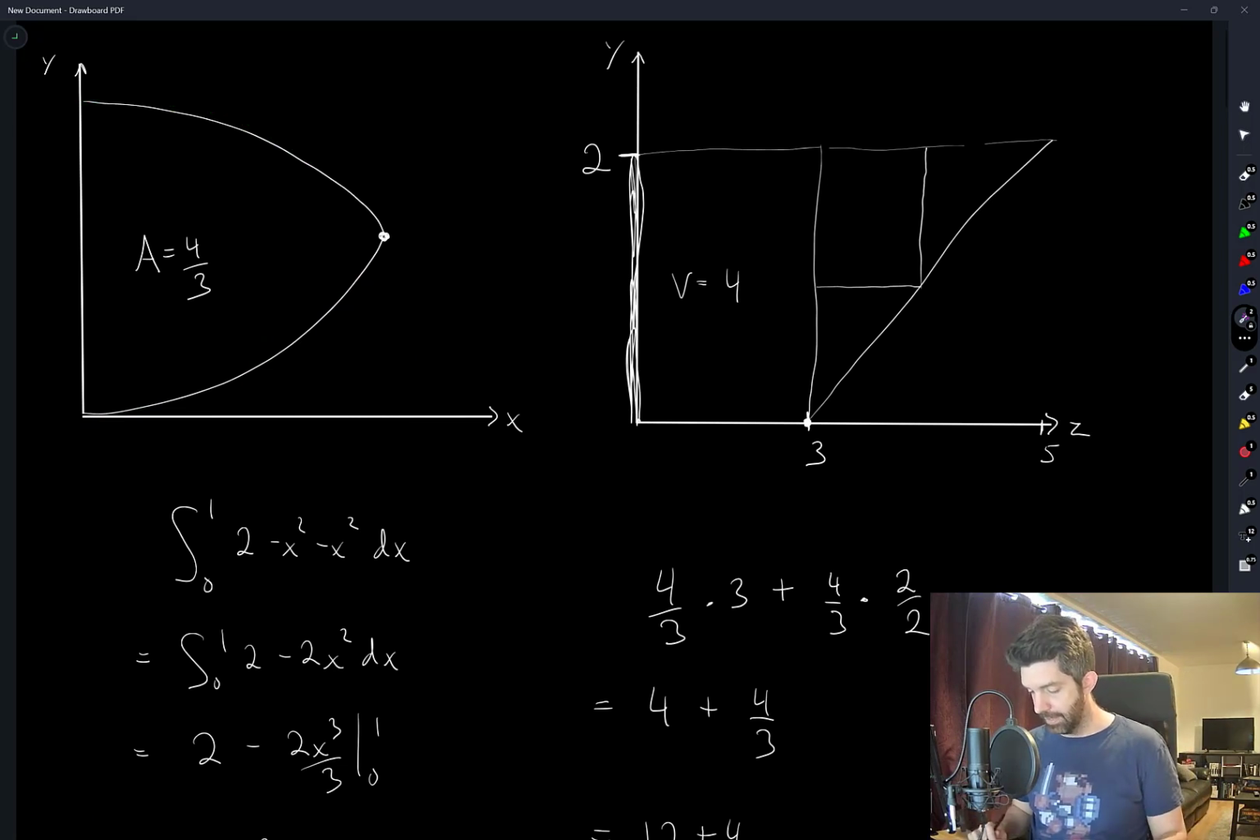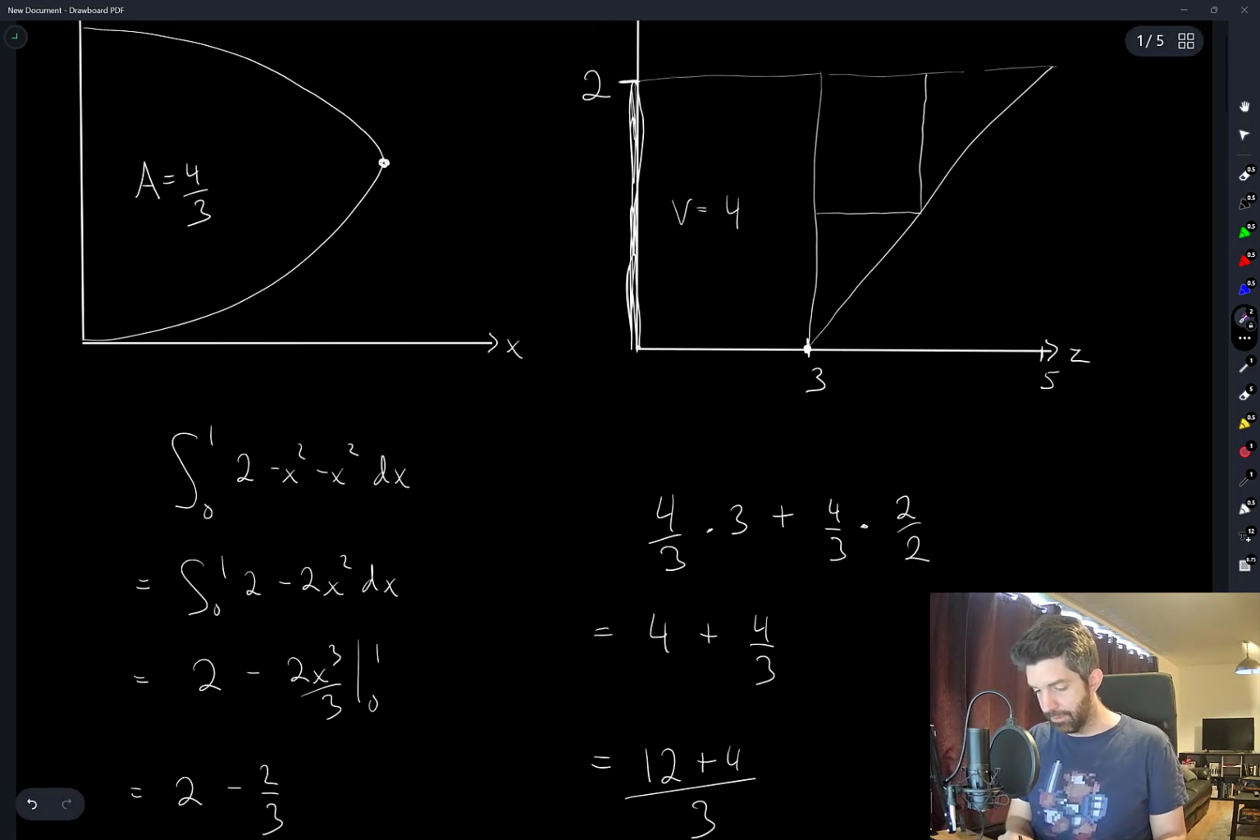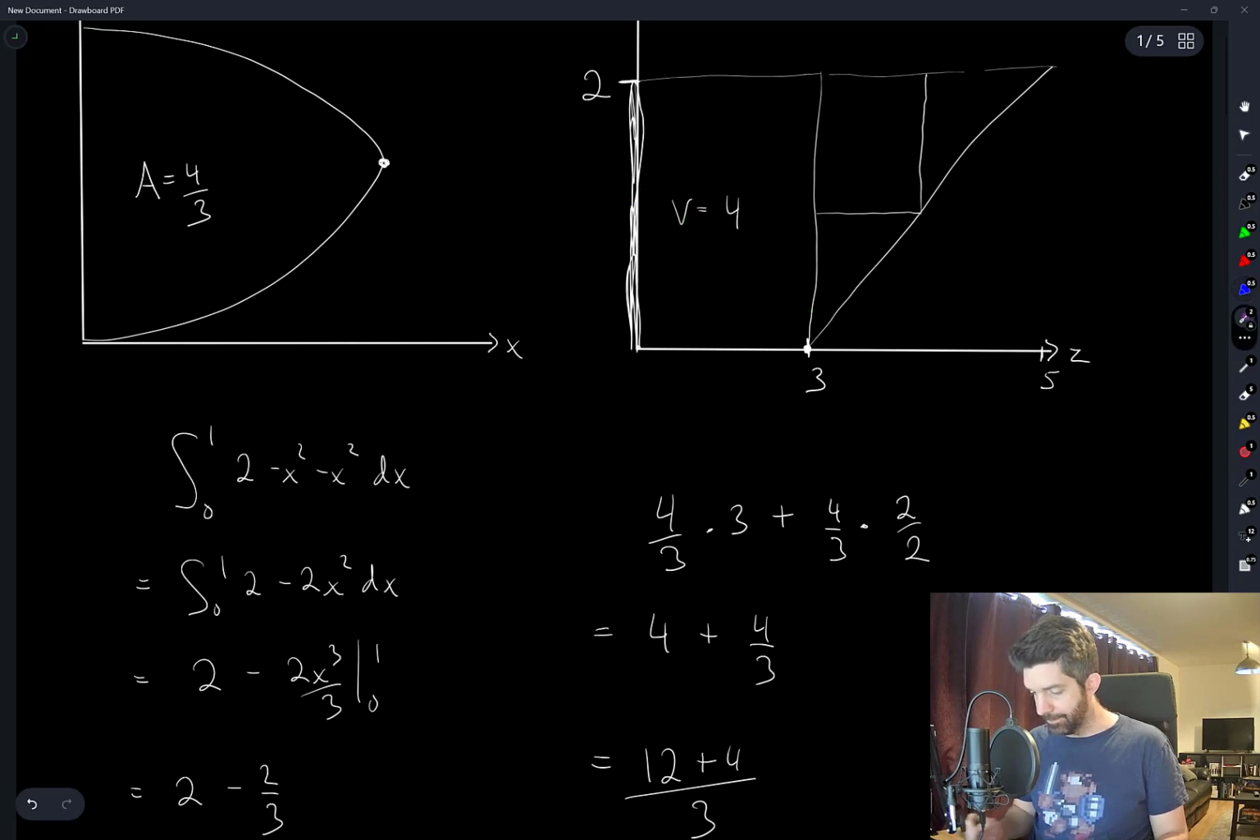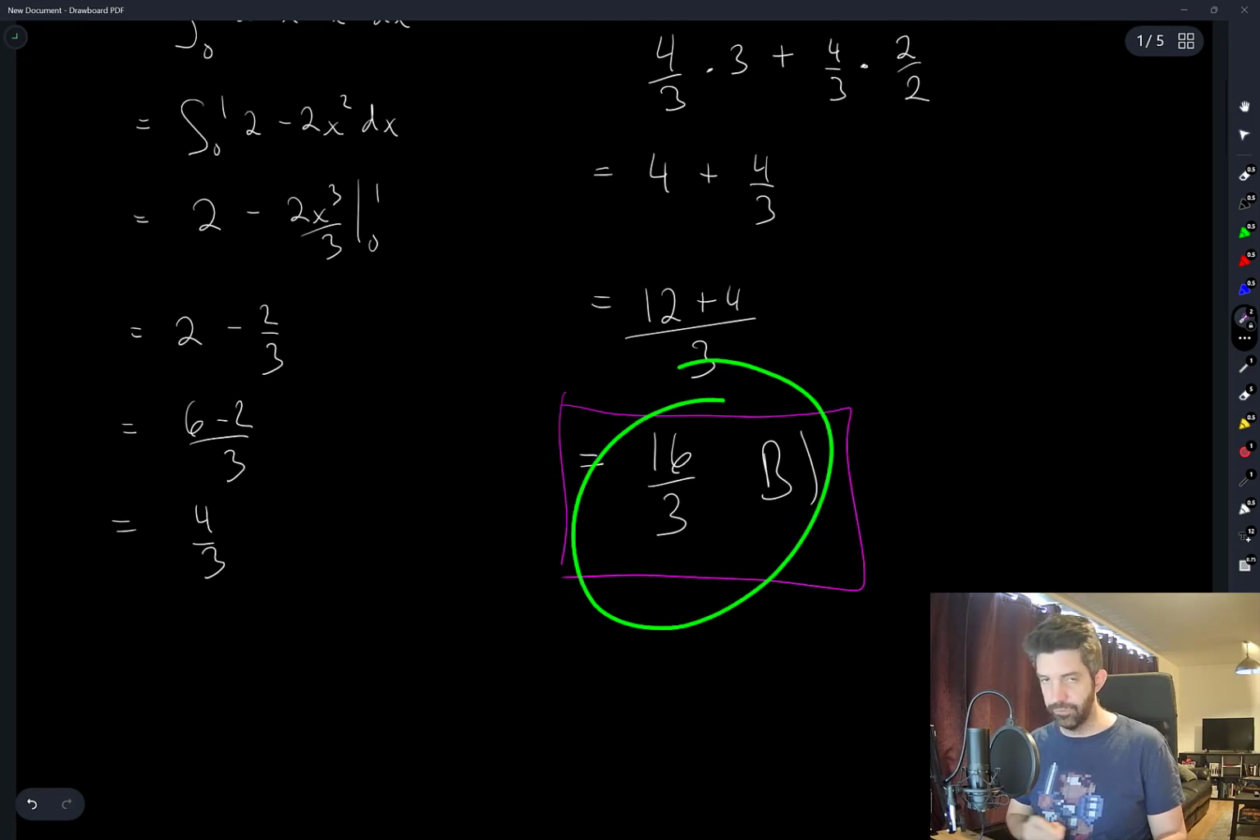So anyway, I have 4 over 3 multiplied by 3. That gives me the volume corresponding to there. And then I have the area 4 over 3 multiplied by this distance of 2. But I only want half of that. I only want the upper half of that whole thing. So I'm again dividing by 2, and you work this out, it comes to 16 over 3.